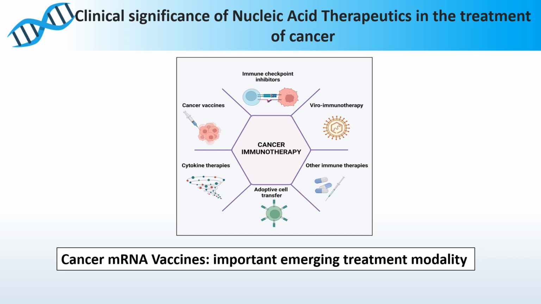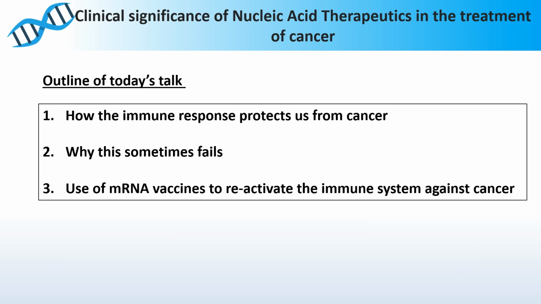So, just like in the case of viruses or bacterial infections that are detected and eliminated, our body does have the ability to do the same thing with dysfunctional or damaged cells, such as cancerous cells. So, to understand how we can use mRNA as a therapeutic molecule to activate the immune response against cancer, it's good to understand first how, under normal circumstances, the immune response protects us against cancer.